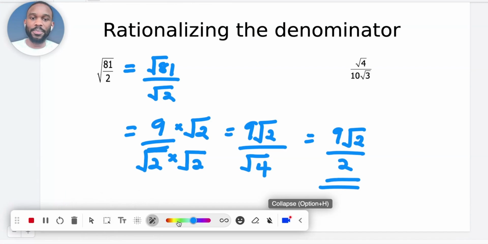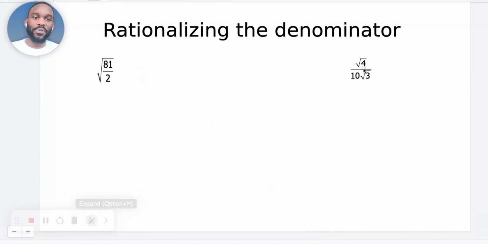Let's look at another example. They're giving me this: root 4 divided by 10 root 3. So all I have to do is rationalize the denominator. All I'm going to do is multiply the denominator by root 3 and the numerator by root 3. So multiply the numerator by root 3, denominator by root 3. First of all, what is root 4? The square root of 4 is 2.